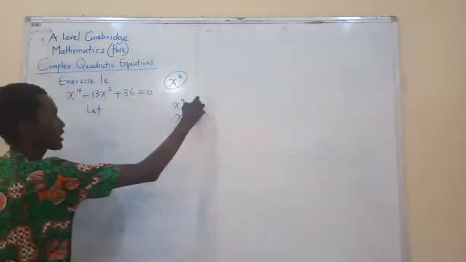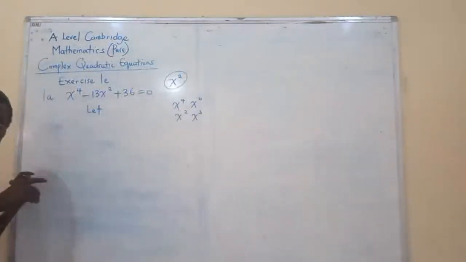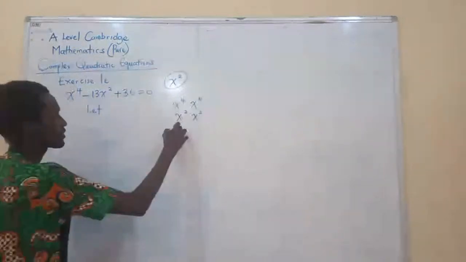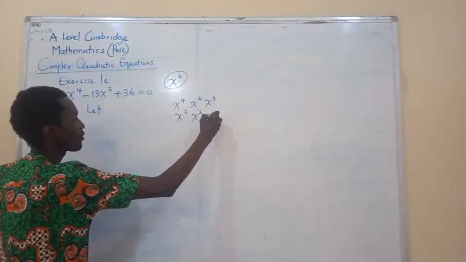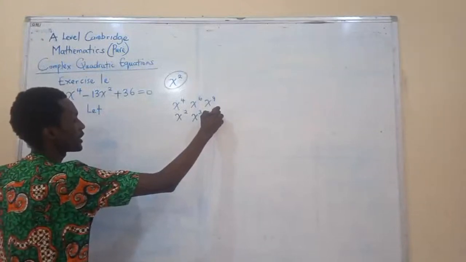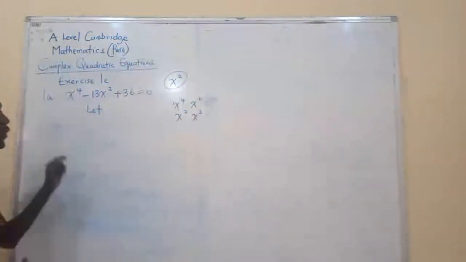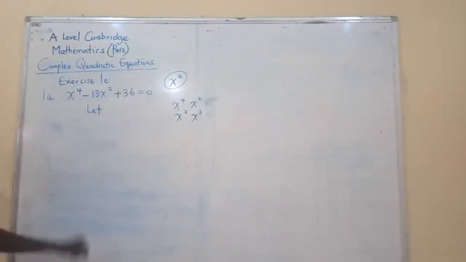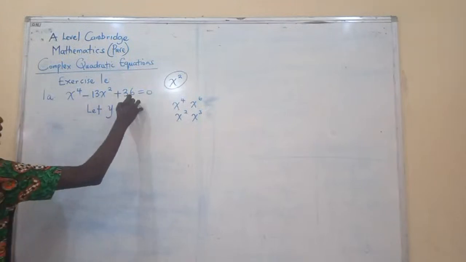If you have x to the power of 6 and x to the power of 3, you can use this technique. If you have, let's say, x to the power of 9 and x to the power of 3, you can't use it. So you need to understand when you can use this technique. So I'll say let y be equal to x to the power of 2.